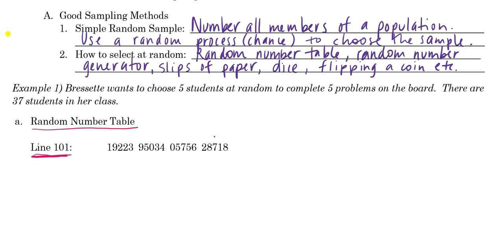So here's the example. Brisa wants to choose 5 students at random to complete 5 problems on the board. There are 37 students in her class.